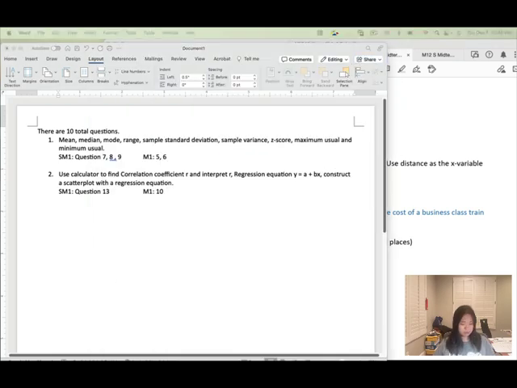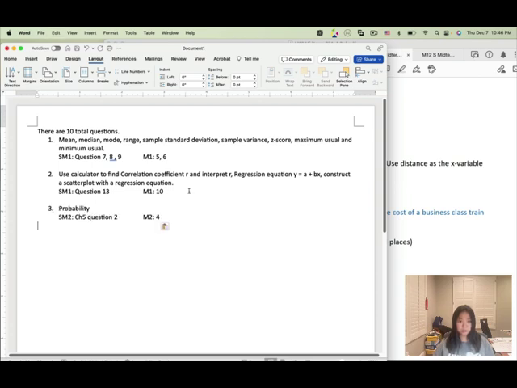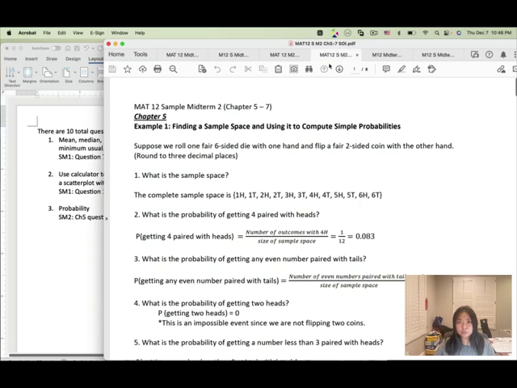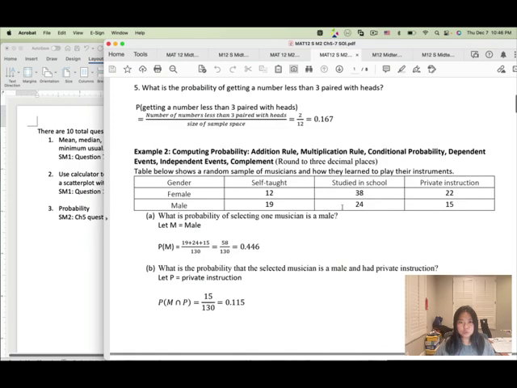Number 3. That would be probability. Review the sample midterm 2, Chapter 5, question 2. I give you the table, then you need to know how to find the probability.